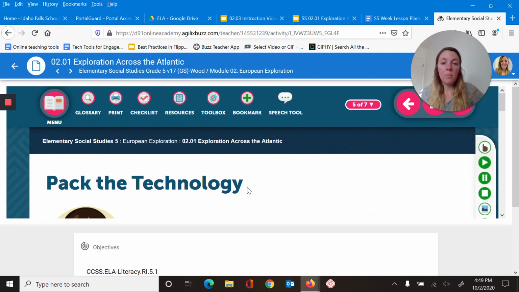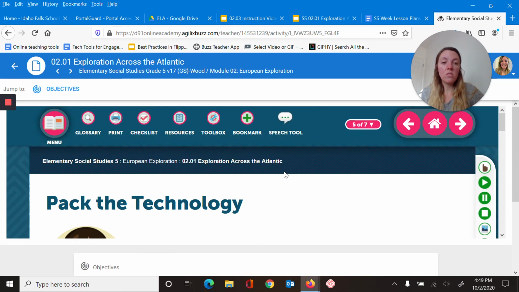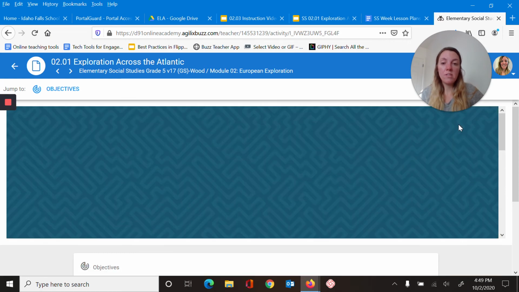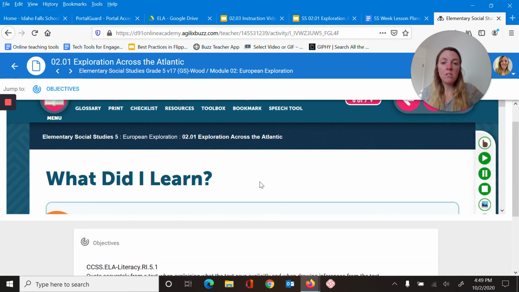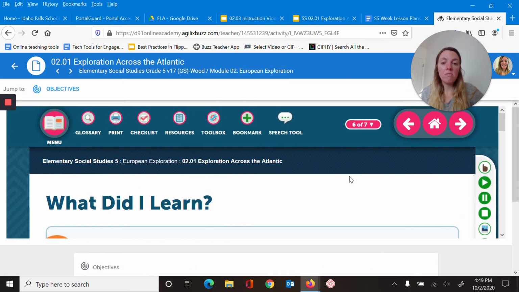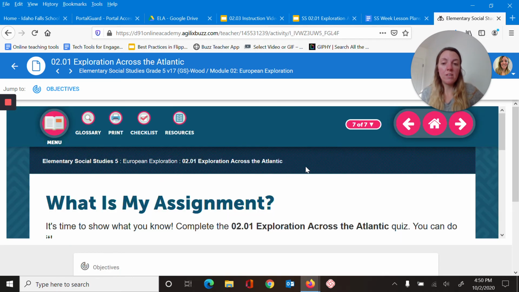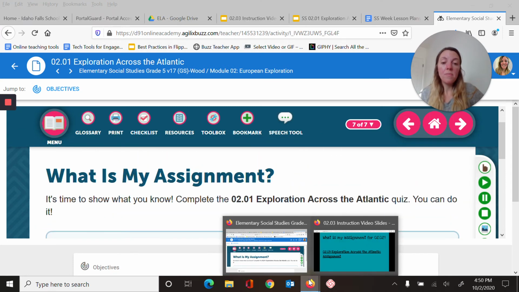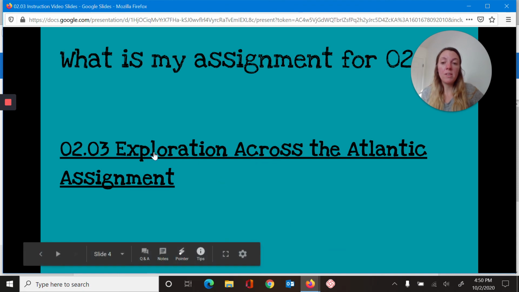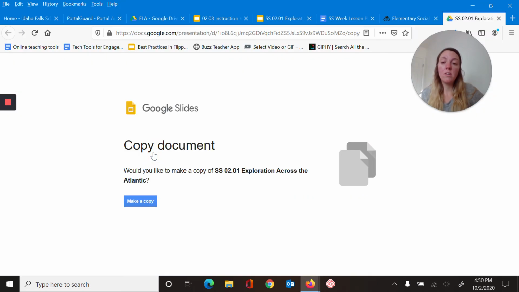So this talks about more navigational tools, and I'll let you guys read through that. What did I learn? Our lesson summary. And finally, we get to our final page that says, what is my assignment? Here it says that your assignment is to take the quiz. You will not be taking a quiz. You will be completing this lesson 3 assignment. So make a copy as always.